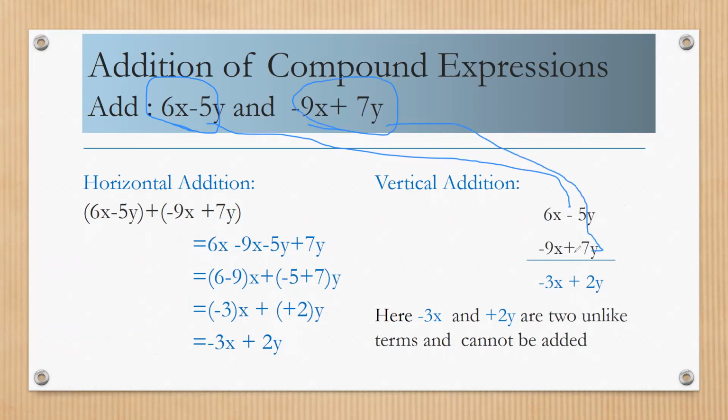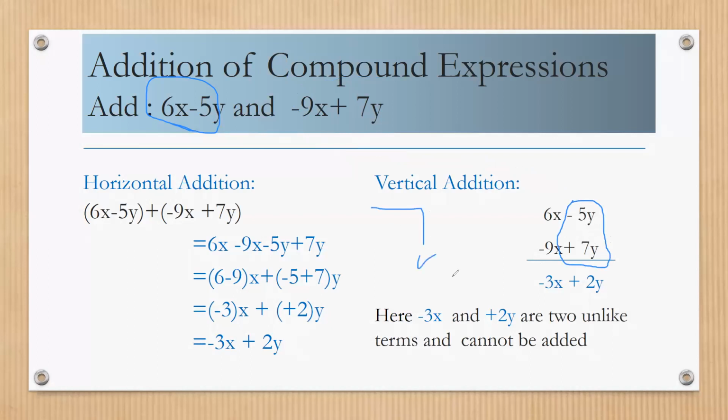Clear? Now draw the line and then we have to solve the y term first. Here plus 7 minus 5. The positive number is bigger, so the answer will be positive. We get 7 minus 5, 2y. Right?